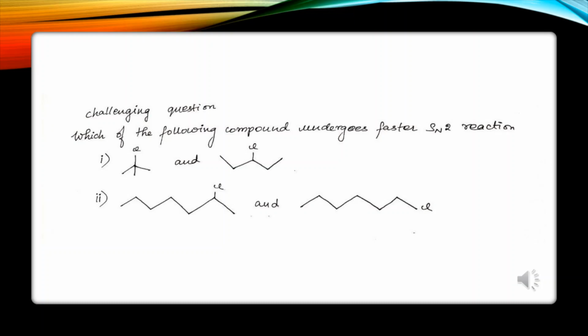Which of the following compounds undergoes faster SN2 reaction? In the first subdivision, 2-chloro-2-methylpropane and 3-chloropentane. In the second subdivision, 2-chloroheptane and 1-chlorohexane. Try to solve this question.